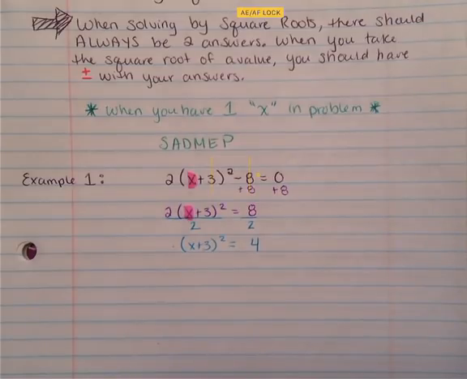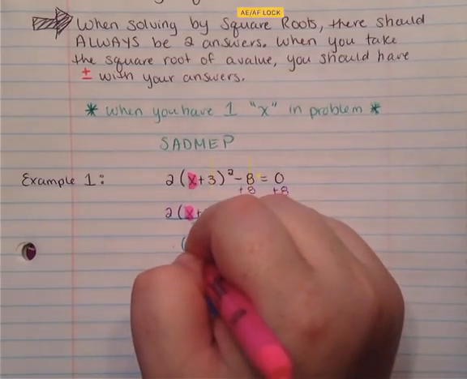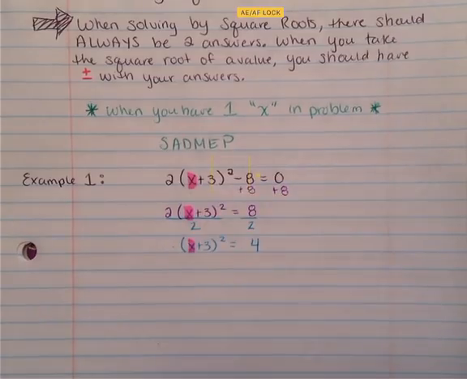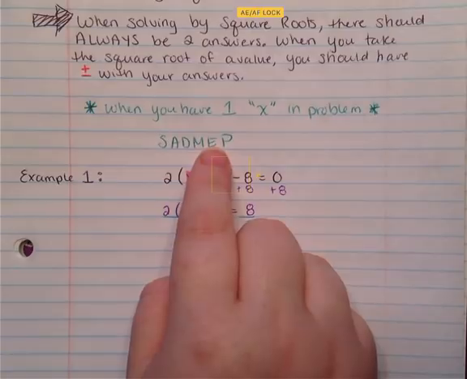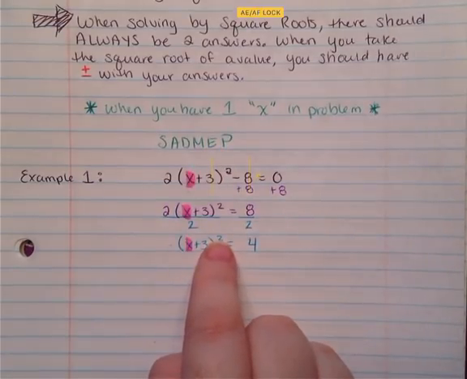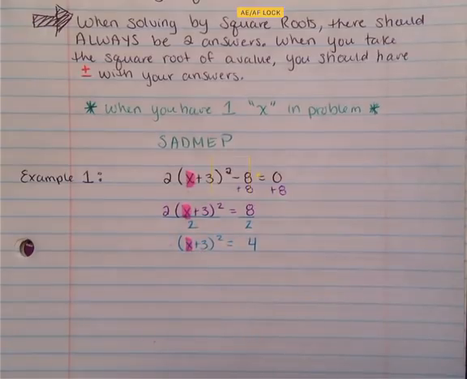We still have not gotten this x alone yet, so we got to keep going. We've done the division and multiplication. Now we look for exponents. There is an exponent on this problem. We have a square. The inverse operation of squaring is square rooting.